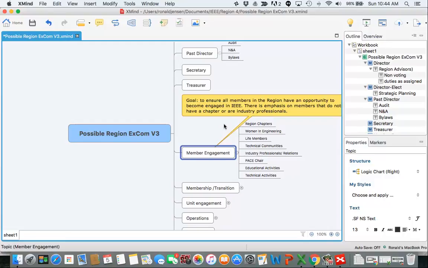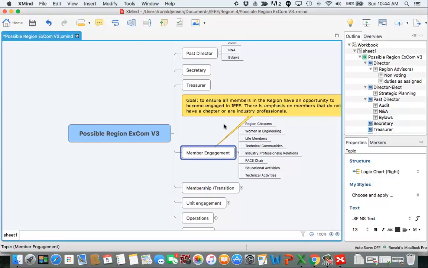So we have a region chapters position. We have women in engineering, we have life members, we have technical communities. By the way, I'll come back to that in a little bit. We have industry professionals and relations. We have PACE chair, we have educational activities, and we have technical activities. Now, let me center on those ones right in the center, the technical communities.